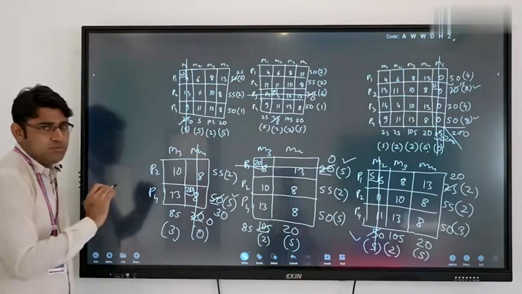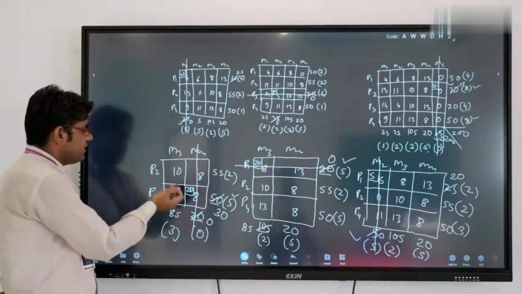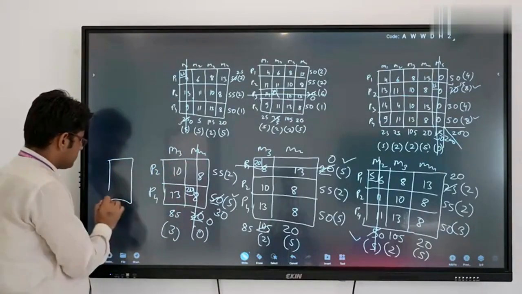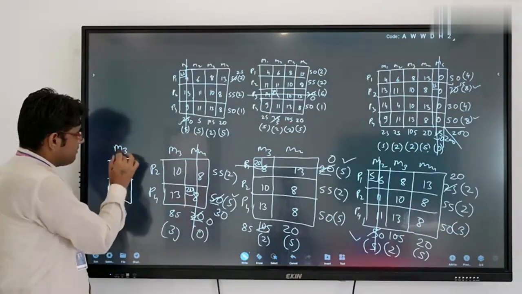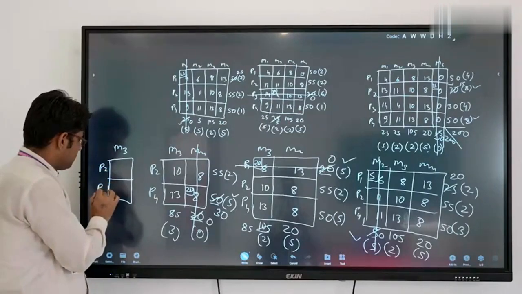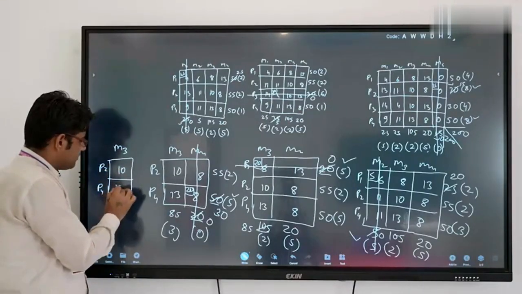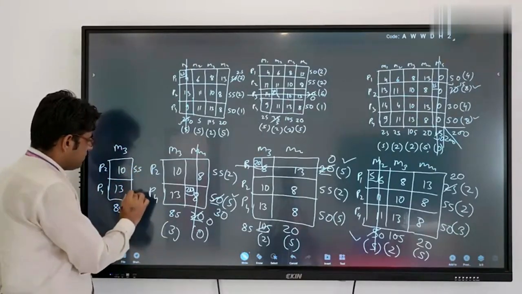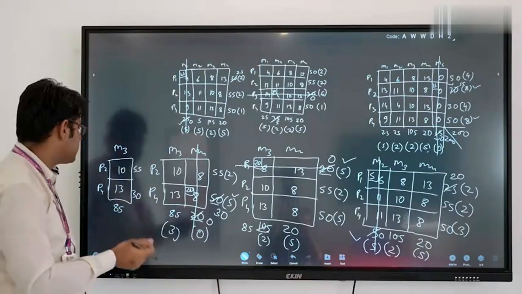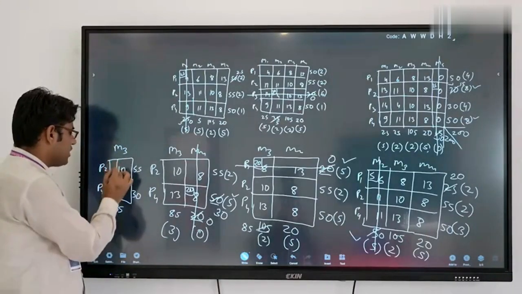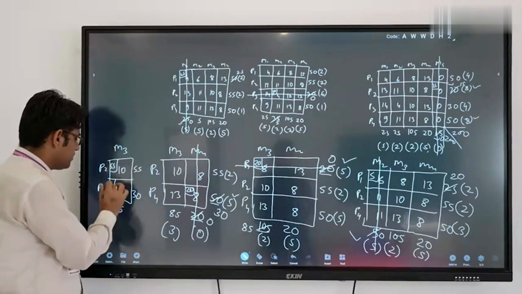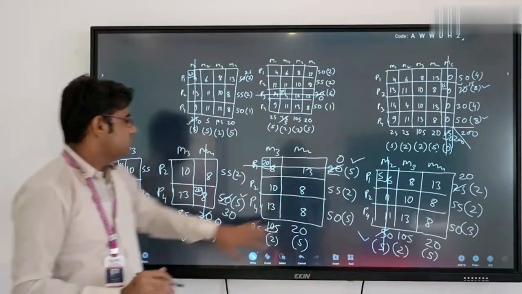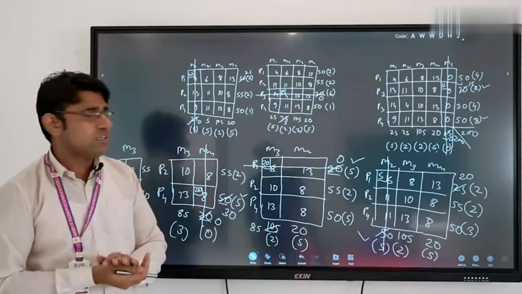Now we move to the next table. So here the next table is market M3 and P2, P4, 10, 13, 85 and here 55 and 30. So here only two elements are remaining. So here allocate 55 and here allocate 30. So our process of allocation is complete.